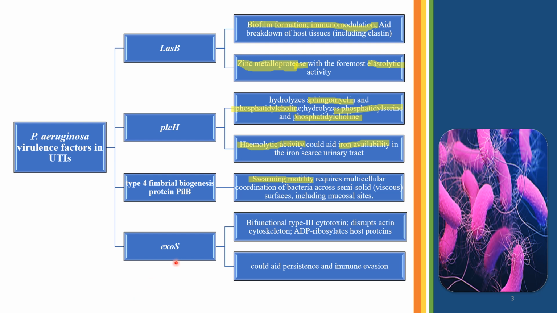The last and the crucial one is exoenzyme S. This factor is injected into host cells via the type 3 secretion system. The N-terminal domain of this protein inactivates host GTPase and disrupts the cytoskeleton, leading to cell rounding and loss of cell shape and adhesion. The C-terminal domain has ADP-ribosylating activity that leads to inhibition of intracellular signaling and induction of apoptosis. Also, ExoS could aid persistence and immune evasion.